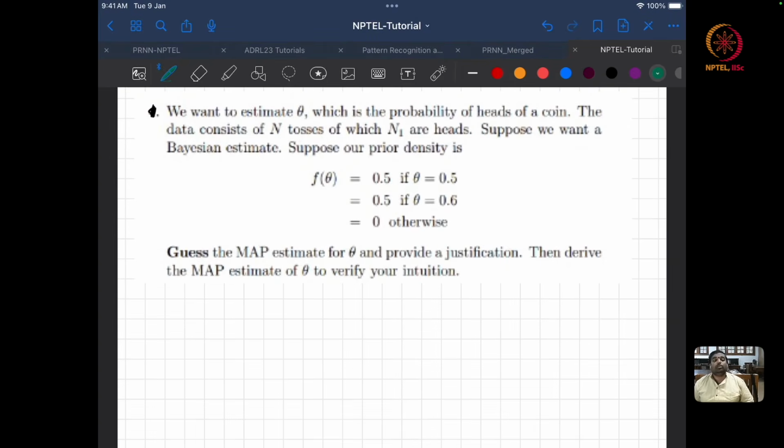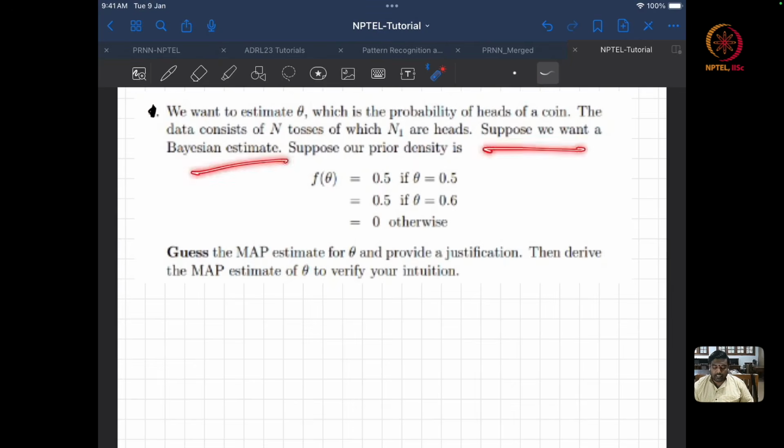Now let's go to the MAP estimate. Now here we want to estimate theta. Now what is theta? Theta is the probability of heads of a coin. Okay. Now the data contains n tosses in which n1 are heads.